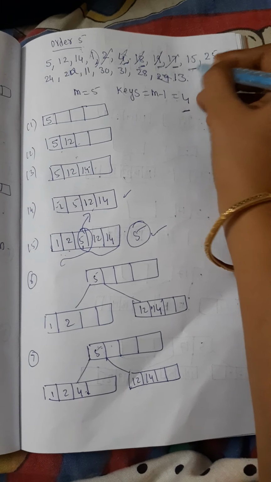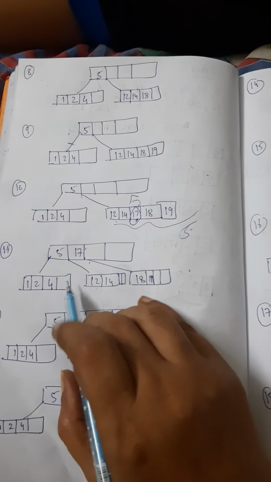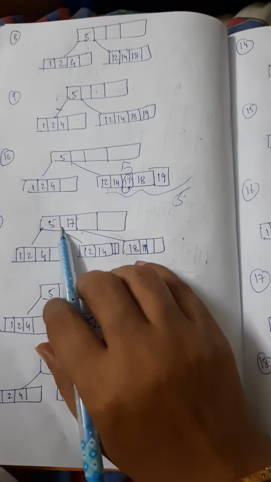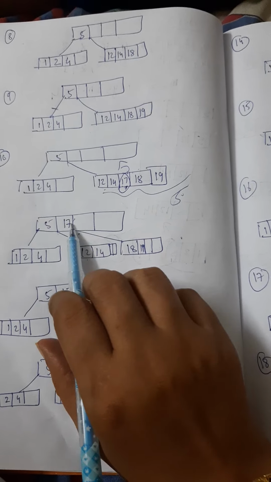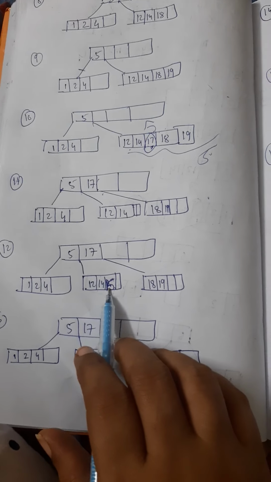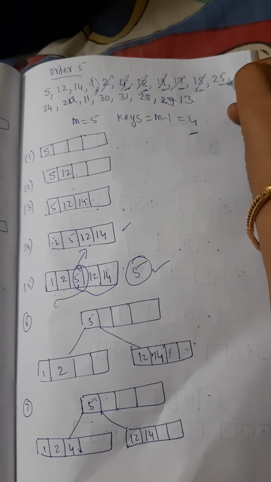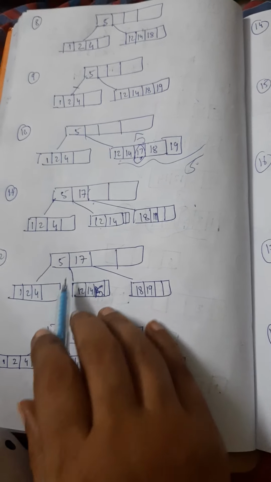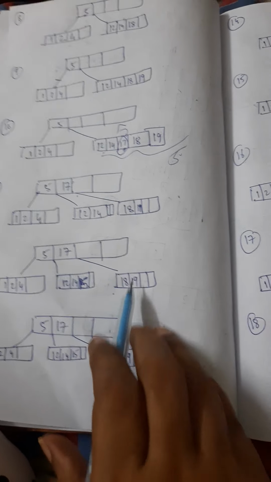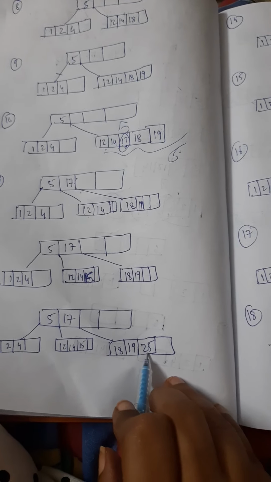Now next, 15. So 15 is less than 17. Since it is less than 17, it will come to the left child of 17. So 15 we have done. Now next is 25. So 25 is greater than 17, so it will come to the right. So 18, 19, 25.